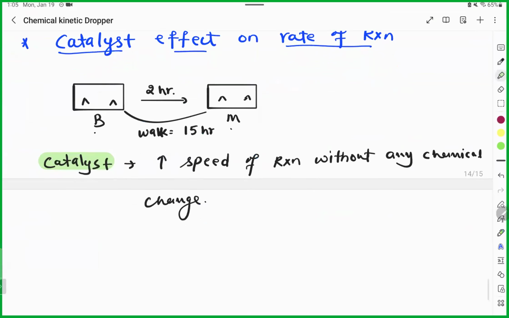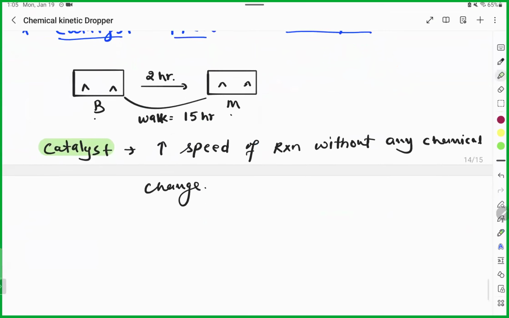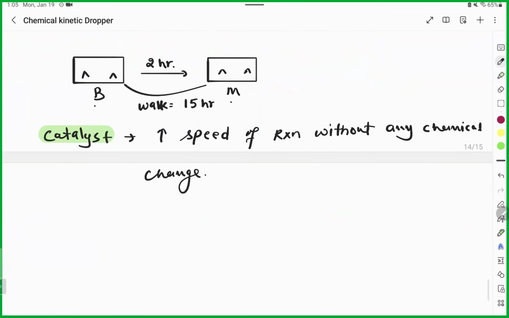Any doubt, guys? Anybody have a doubt? Anvita: No, sir. Can we use the word catalyst if we are decreasing the speed of reaction without any chemical change? No, no. For that, we use the word inhibitor. Yeah. Inhibitor reduces.